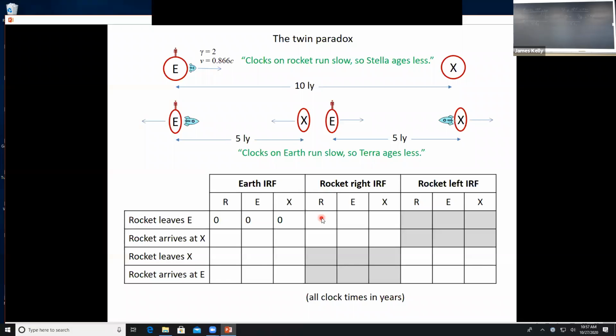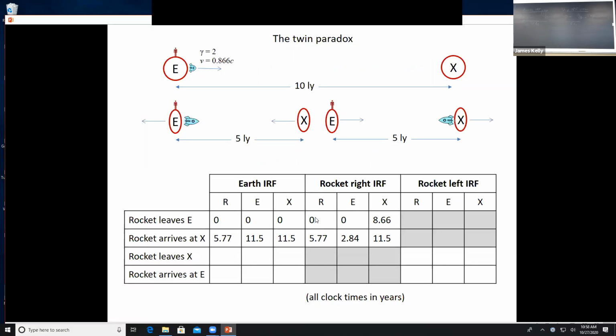So the rocket clock has to read 0 when the rocket leaves Earth, because we're describing the same event 2 different ways. Rocket leaves Earth and rocket clock reads 0. They're both present in the same place and same time, right? So those 2 descriptions have to be the same no matter how you're moving. Okay, so the rocket's going to assess this to be 0 as well. Don't pay attention to those other numbers. I just didn't have them all scrolled in here.